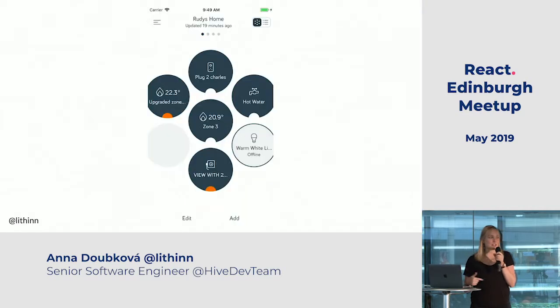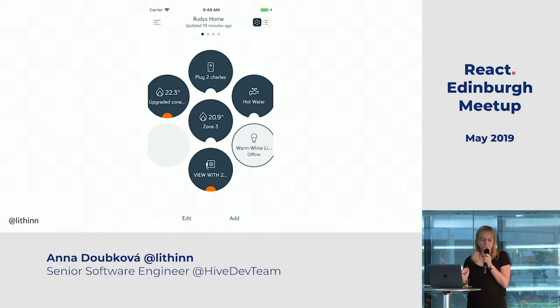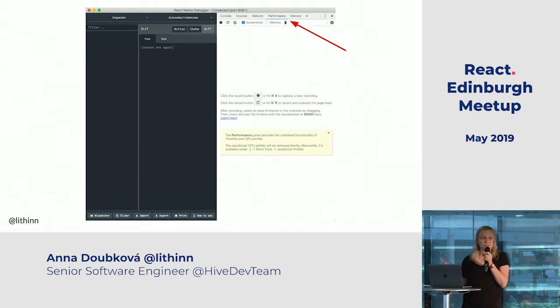app. This is the dashboard. It's the first screen users hit when they load the app, and they have all their devices there, like heating and hot water and cameras and stuff. And this was very slow. There is a pagination, and when the app loaded, it was quite jagged when the user was swiping from screen to screen. And fortunately, because we didn't really have any idea why it was slow, we realized that there is this nifty tab in Chrome debugging tools and React Native debugger, which is called performance, and that allows you to measure whatever JavaScript is doing.